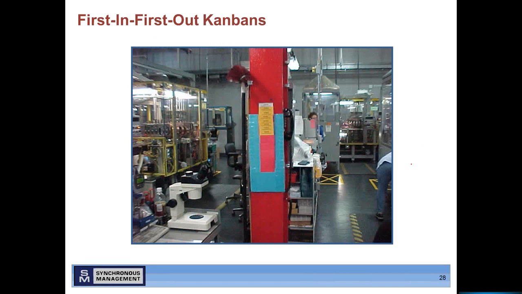We may use the cards as FIFO. These are cards going back to an operation. Each one of those is a Kanban card for an item that is making a metal brass nail that goes in the middle of a battery. And all that's doing is a FIFO link.